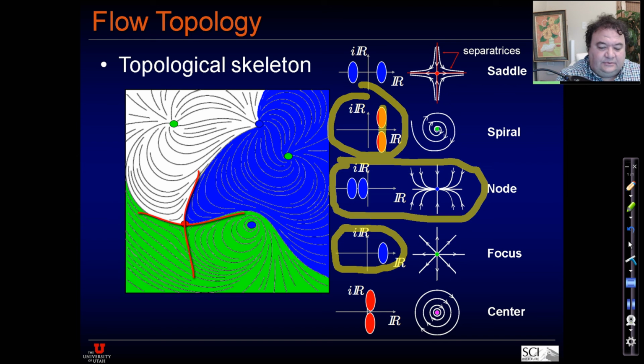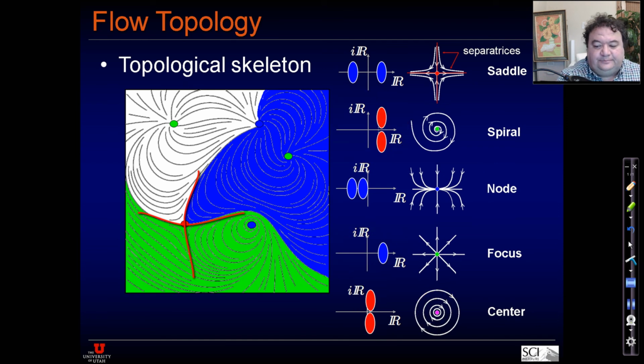And then the most particular one is the center, where it's a rotation around a particular location. The flow does not go in or out. And those are just 2 purely imaginary terms, no real components, and opposite to each other.